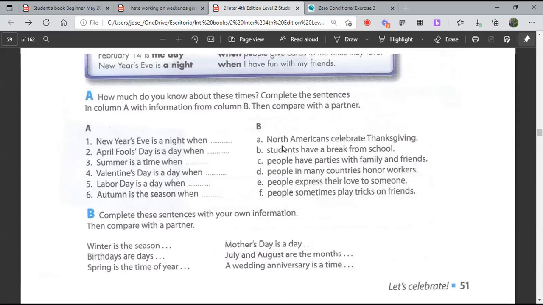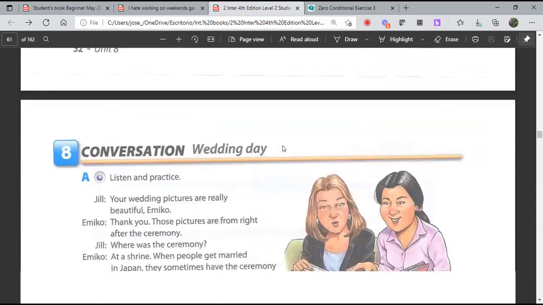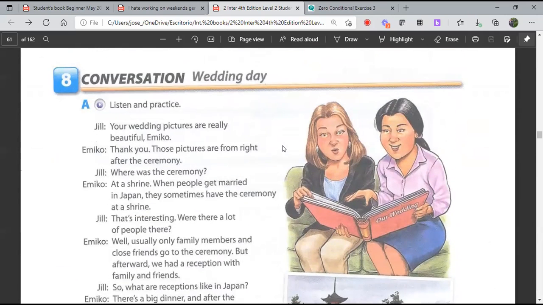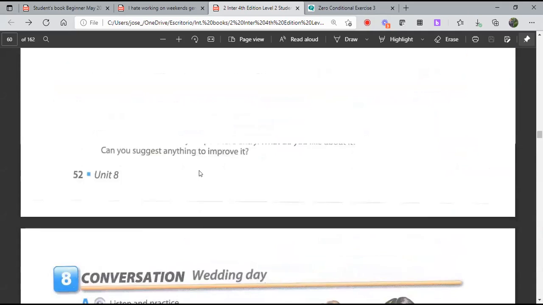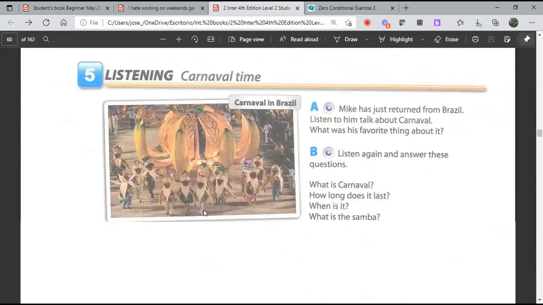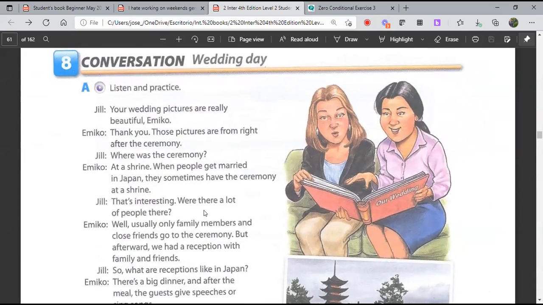Good, and before I send you to practice, let's see what's next over here. Before I send you to practice in a break room, we're going to do the conversation, so you have two things to practice, the matching and then the conversation order, so you can take advantage of the time. Good. So let's put the matching part aside for a second and see the conversation here. So conversation, wedding day. It says listen and practice.